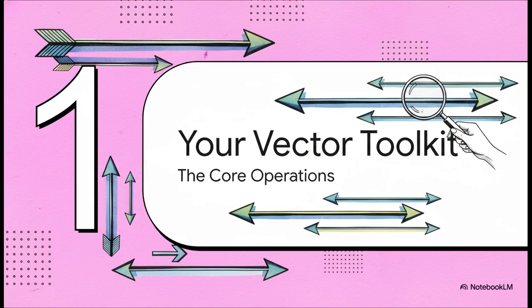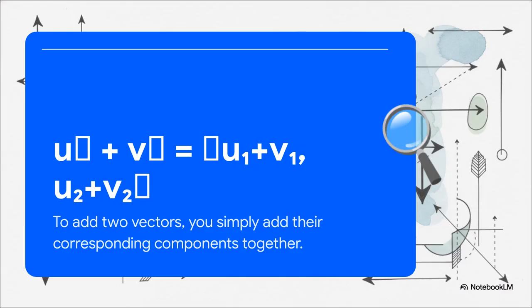All right, so let's build our vector toolkit. We're going to start with the three core operations: adding vectors, subtracting them, and then scaling them up or down using something called scalar multiplication. Vector addition is, you'll be happy to hear, as straightforward as it gets. You literally just add the matching pieces together. Add the x values to get your new x value, and add the y values for your new y value. That new vector you get, that's their combined effect.